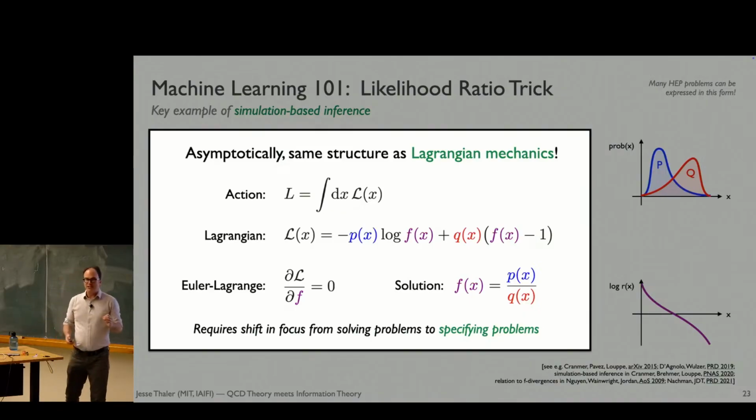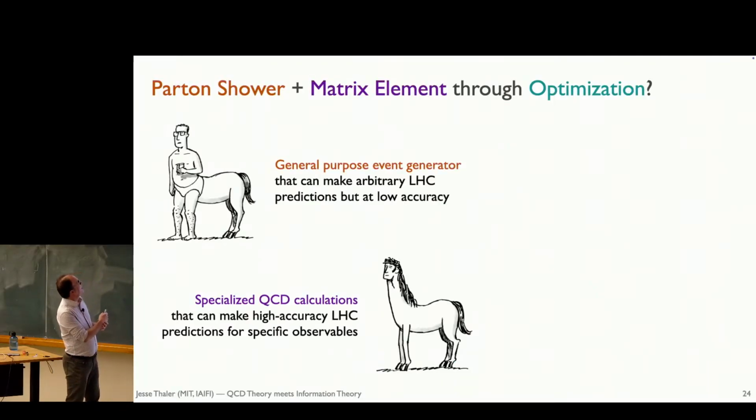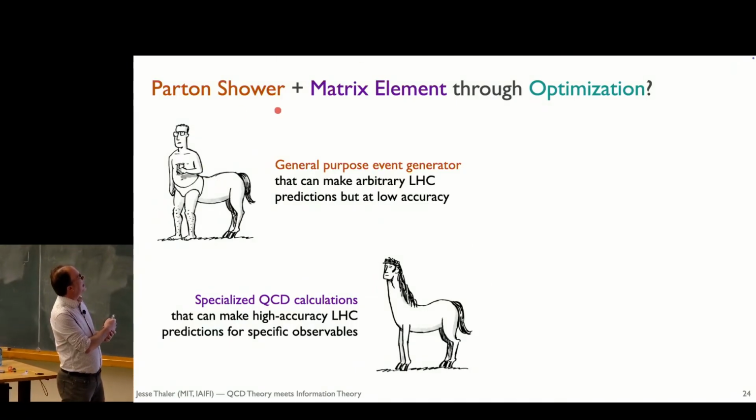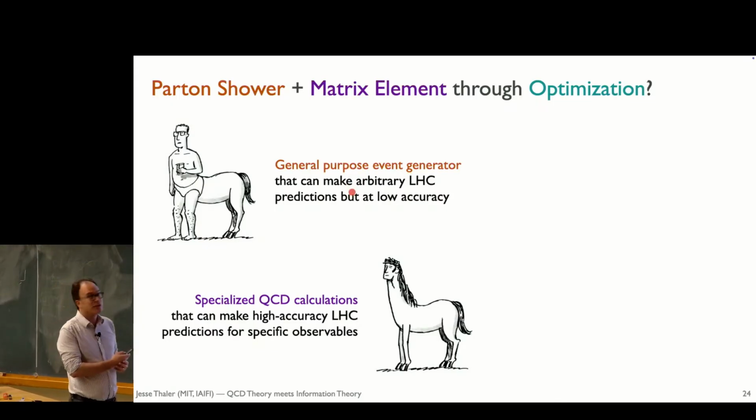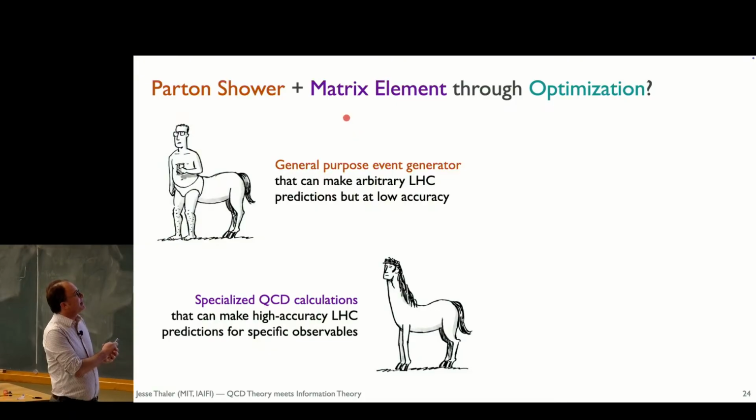So what are we trying to do? We're trying to do Parton-Shower matrix element combinations. That is, Parton-Shower is a general purpose event generator that can make arbitrary LHC predictions, but at relatively low accuracy. We want to combine it with matrix elements.